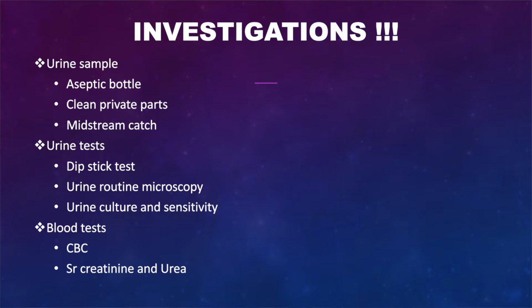The second thing is your urine routine microscopy, in which they will be seeing your pus cells, that is your WBC, and the presence of bacteria, presence of red blood cells. The same urine sample will then be tested for culture and sensitivity. This particular sample will be tested for the growth of bacteria.